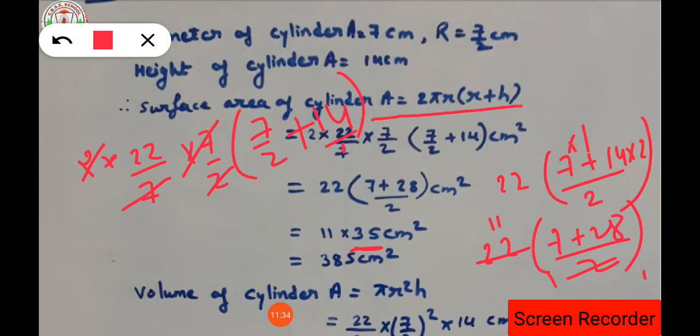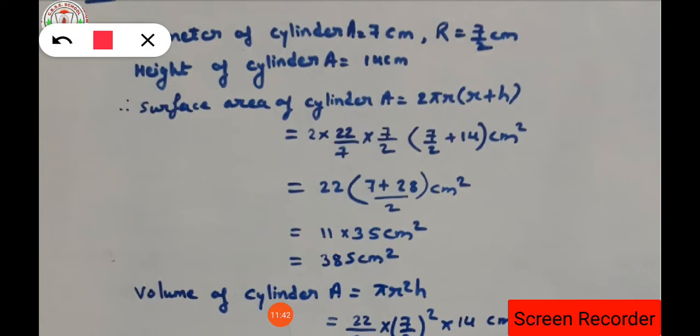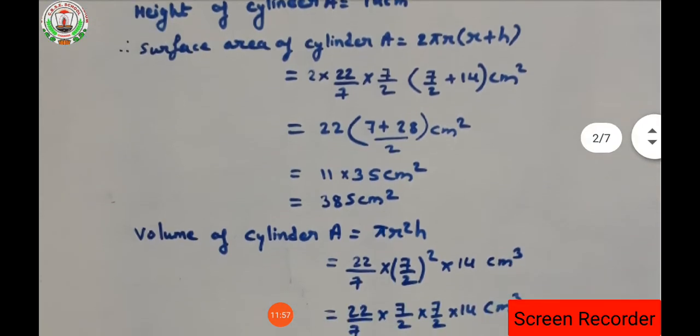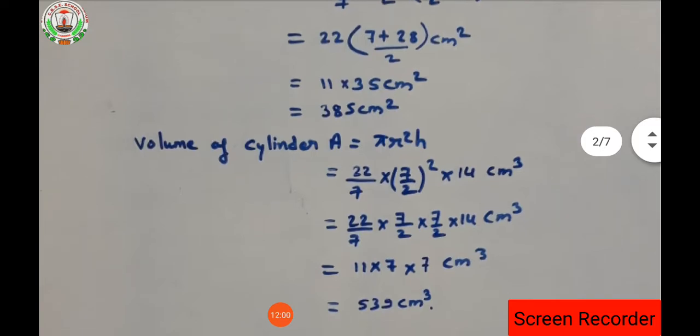So what is the number really left out while doing the calculation? That is 11 into 35. So while multiplying 11 into 35, how much we will get? We will get 385 centimeter square. Clear? Now in this question we have to find the surface area as well as the volume of cylinder A and B both. Okay, so here we had found the surface area of cylinder A. Now we are going to find the volume of cylinder A.